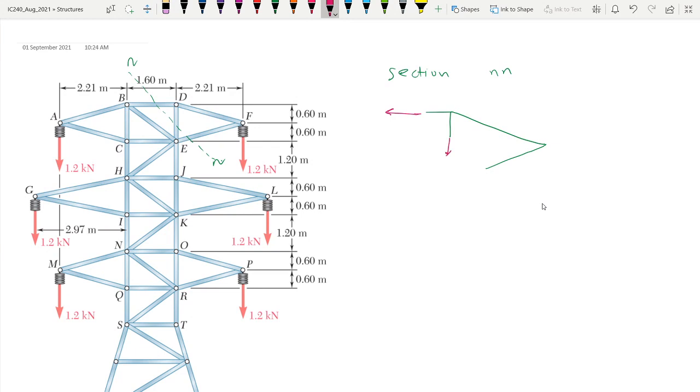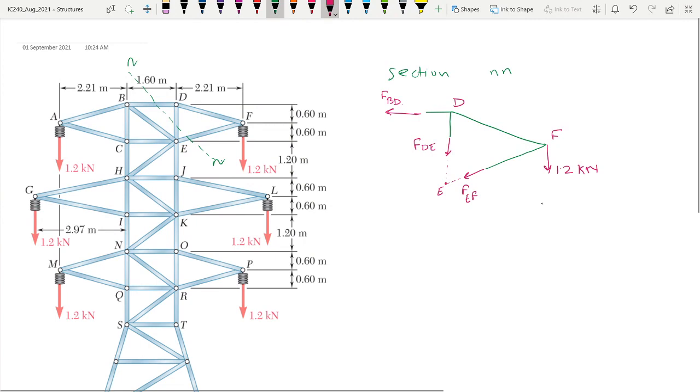So this is like this. This is 1.2 kilonewton given to us. This is F. So let me number this. This is D, F, and E. So this is FEF. This is FED, and this is FBD. Okay. So this is the cut section that we have chopped off from the structure and drawn the free body diagram.